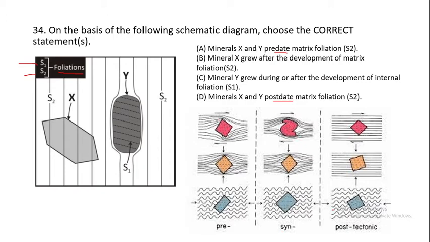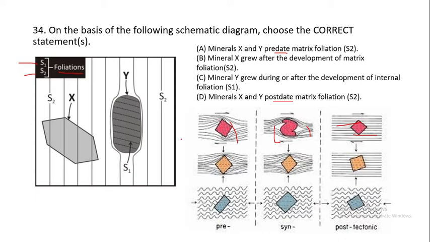Here you can see the images. This image indicates how crystals form in various processes: in the pre-stage, during the deformation, and after the deformation. So before deformation, during deformation, and after deformation, how the crystals will be oriented or how the foliations will be present. The image shows the changes: pre-tectonic, syntectonic and post-tectonic.